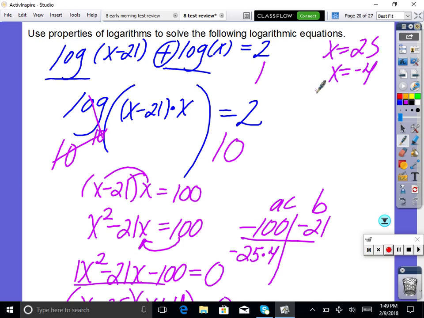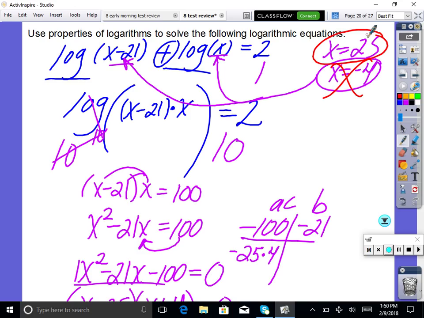So if we plug in 25 right there, it stays positive. If I plug in 25 there, it stays positive. So there isn't a problem. But notice when I plug in negative 4 right there and right there, there's a negative inside of a logarithm, which cannot happen. Therefore, that's an extraneous solution. We would only keep 25.